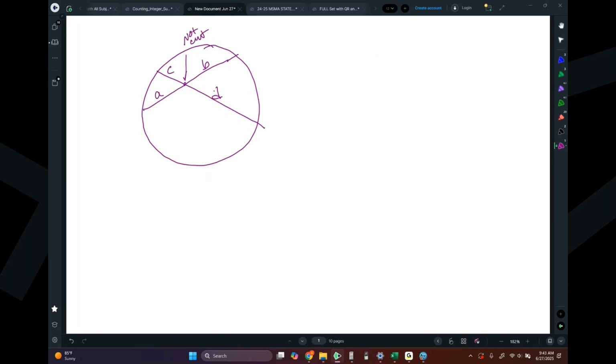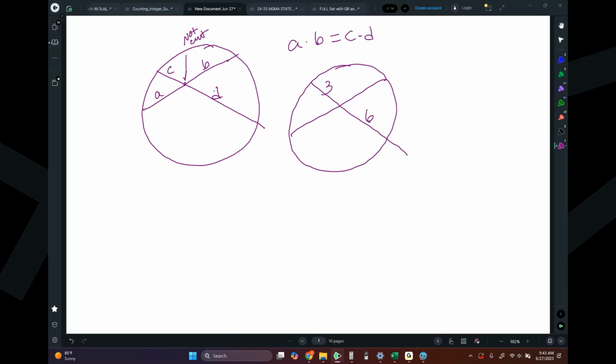If you play with the algebra for a little while, and the geometry behind it, you end up with formulas like this. A times B is equal to C times D. That is true. So that means if I have two chords, and this is, I don't know, 3 and 6.